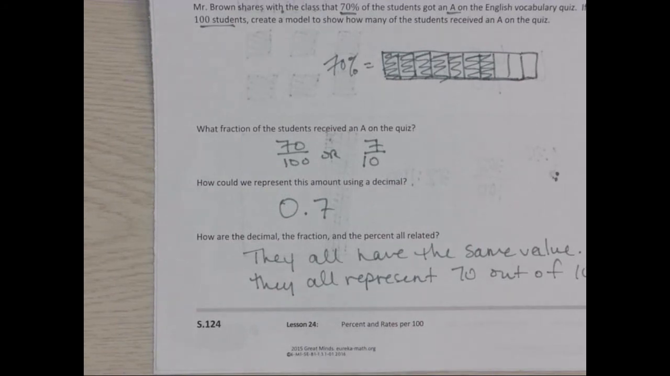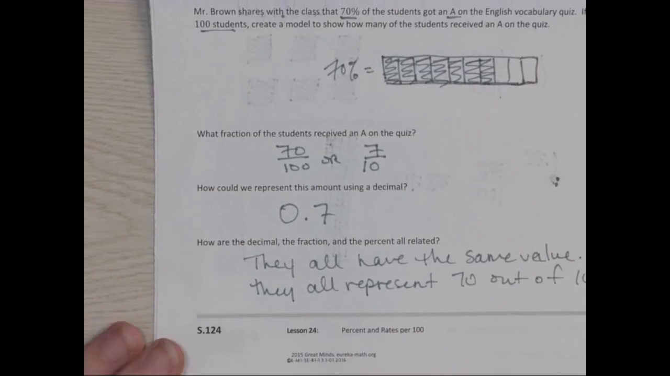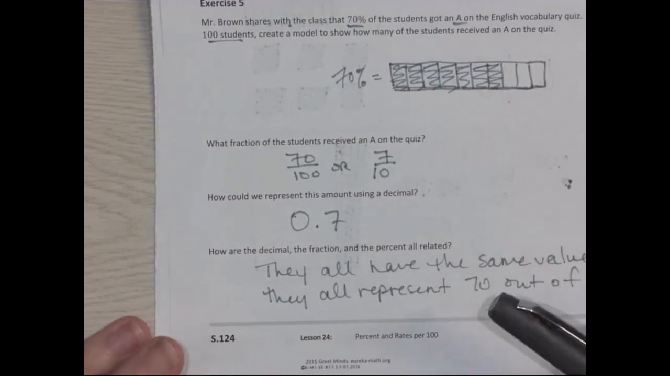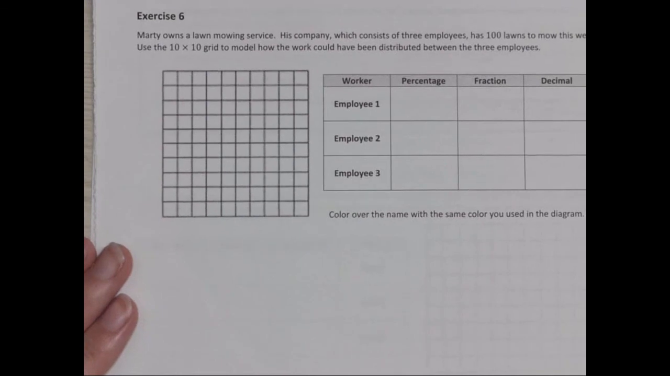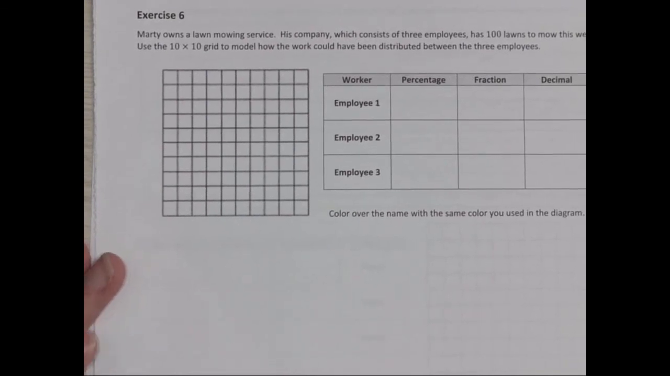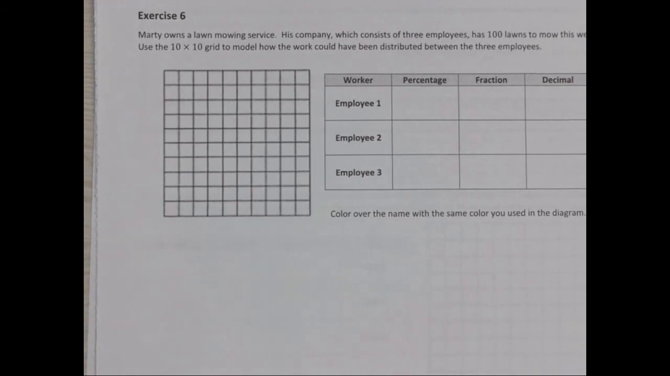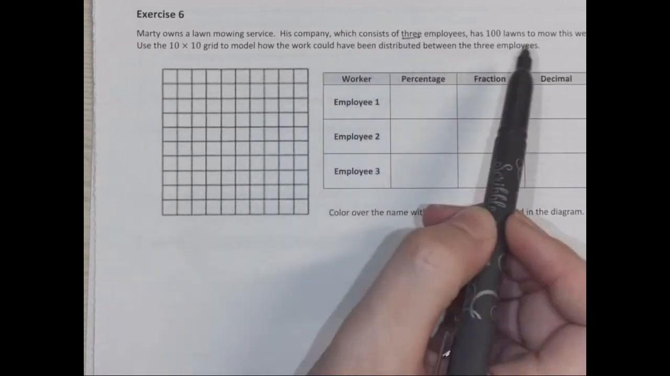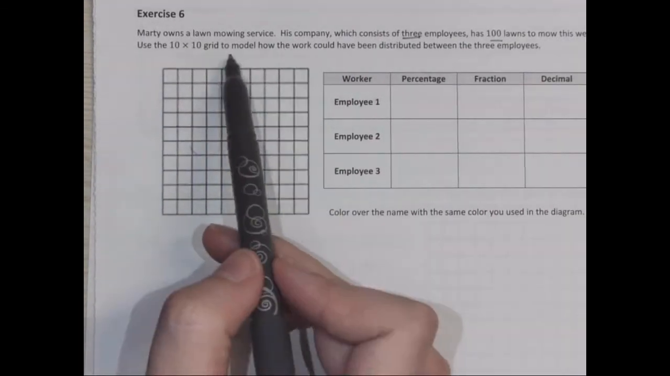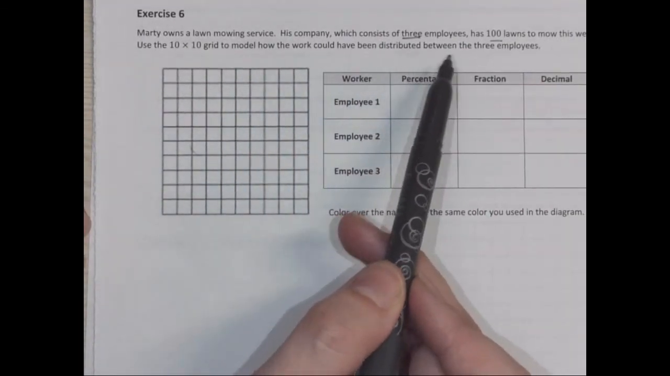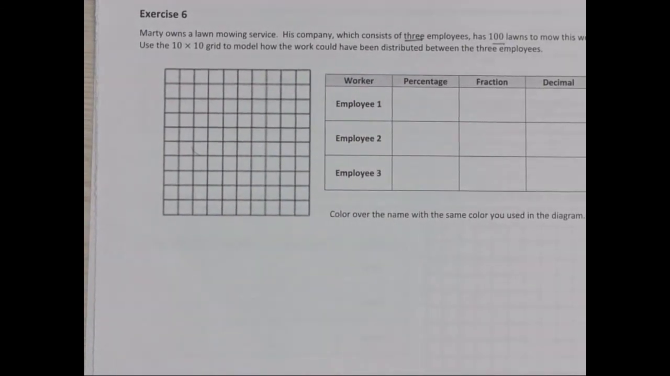When you have that written down, go ahead and turn to page 125. Exercise 6 looks very similar to your problem set question, which is the last page of your homework. It says, Marty owns a lawn mowing service. His company, which consists of 3 employees, has 100 lawns to mow this week. Use the 10 by 10 grid to model how the work could have been distributed between the 3 employees. So, we're going to use our crayons again.